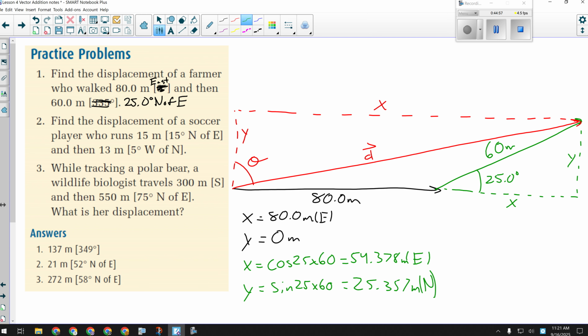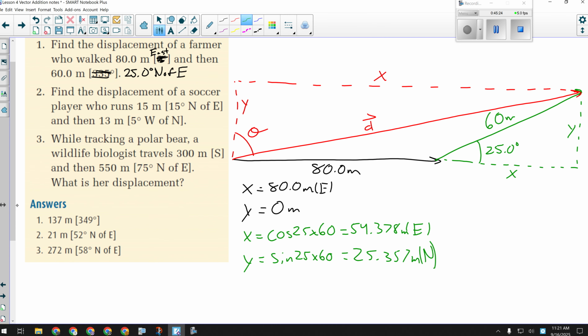Now that I've got those, can I find red X and red Y? I can. I know that red X is 80 plus green X, right? It's the full length going east. And red Y is equal to green Y because that's the only time in the entire trip we go north. So that would be my next step here.